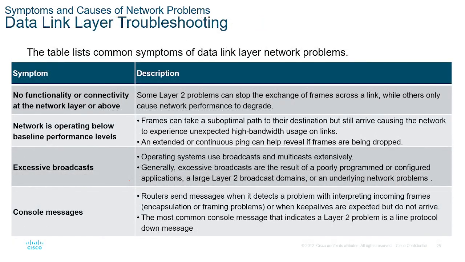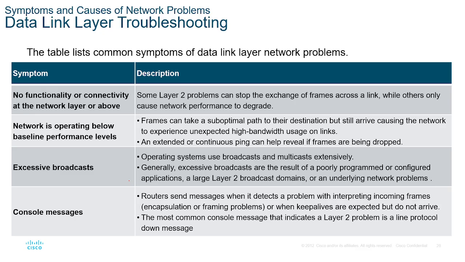Now, in the data link layer: no functionality or connectivity at the network layer or above. The description for this would be that some layer 2 problems can stop the exchange of frames across the link, while others only cause network performance to degrade. Well, this one is important: the network is operating below baseline performance level.